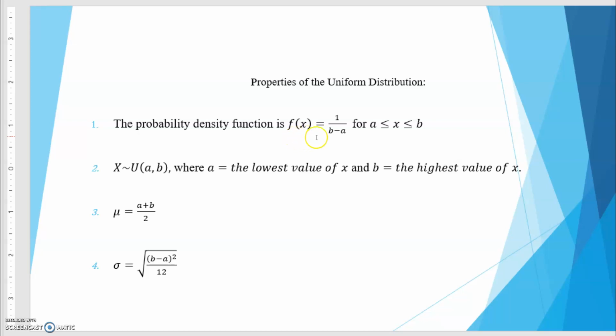It has the probability density function of 1 over b minus a, where x is between a and b. This is the shorthand version of describing the uniform distribution. This basically says the distribution is uniform, with A being the lowest value of x and B being the highest value of x. To find the mean, you would add A plus B divided by 2. To find the standard deviation, you would take the square root of (B minus A) squared divided by 12. Okay?